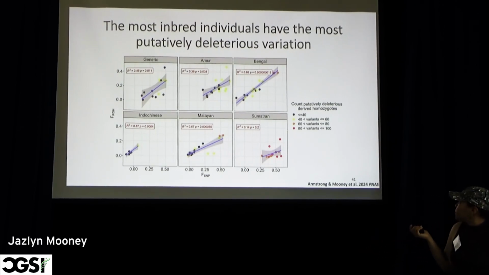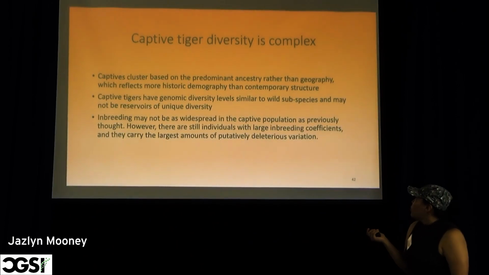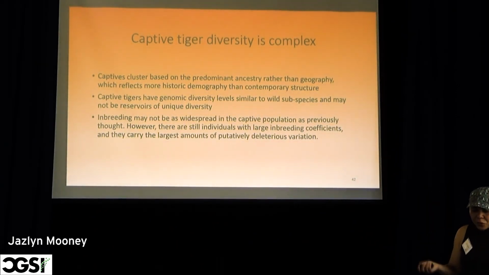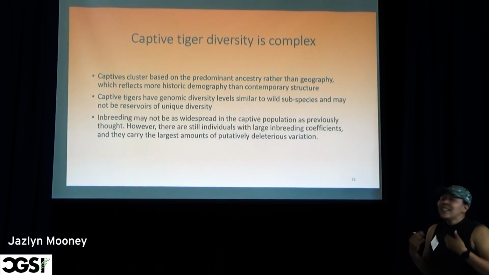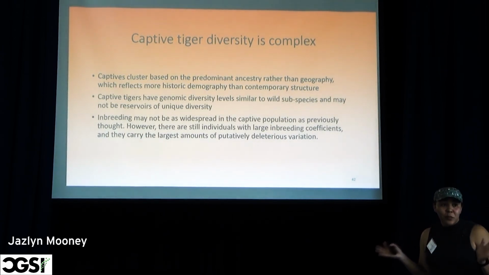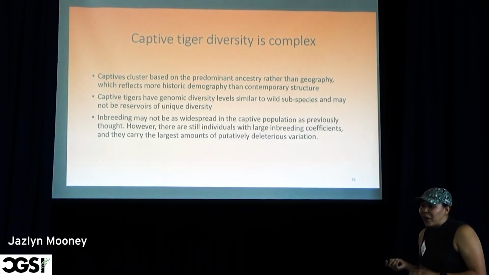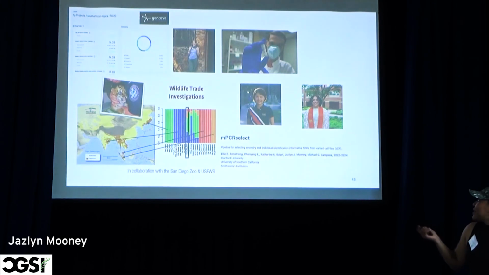So to close, for the tigers at least, what we can say is that if you're doing any sort of analyses on these tigers or wanting to think about conservation, you should look at the genetic composition of them. They cluster predominantly based on ancestry rather than geography. And if we look at their genomic diversity, at least in the accredited sanctuaries, it's similar to what we would see in the wild, and they're probably not these unique reservoirs of new diversity. And lastly, I think this is a good thing, at least in these sanctuaries, inbreeding is not as widespread as was previously thought.